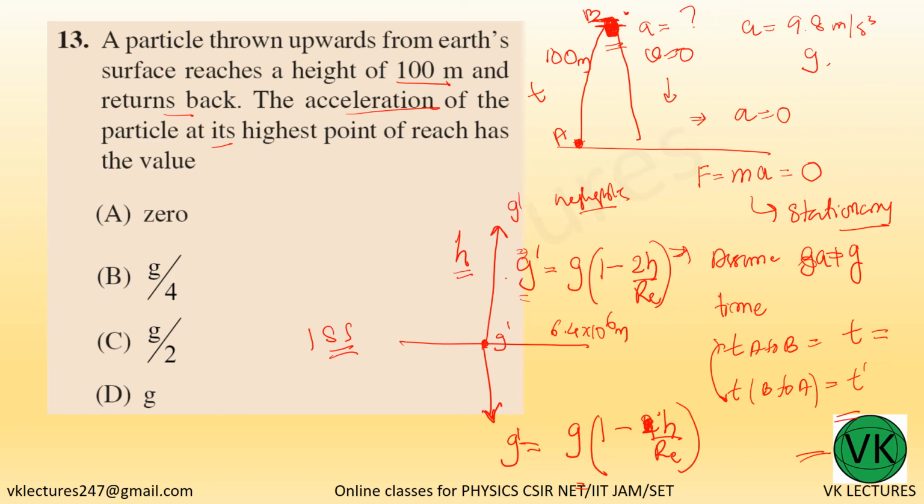Now in this question, if you put this height h equal to 100 meter, this is just 10 to the power 2, compared to Re, this value is very small, so our g dash will be almost equal to g. But this question is entirely different, it is not asking what the change is, what the gravity will be at that point. Okay, so the option is D.